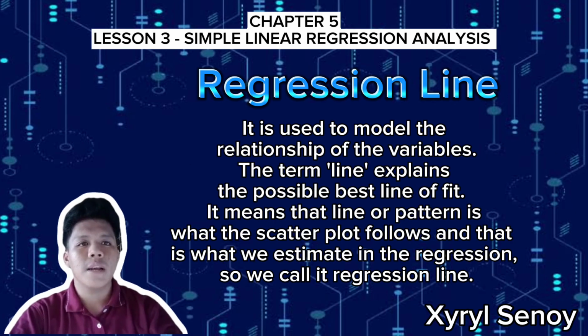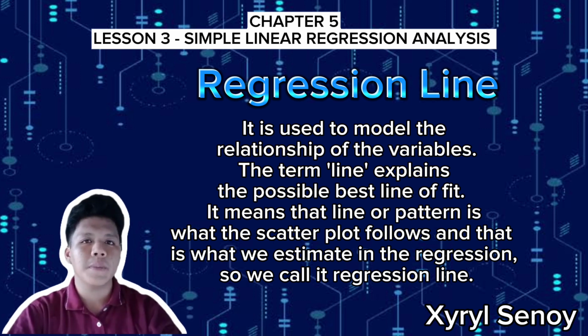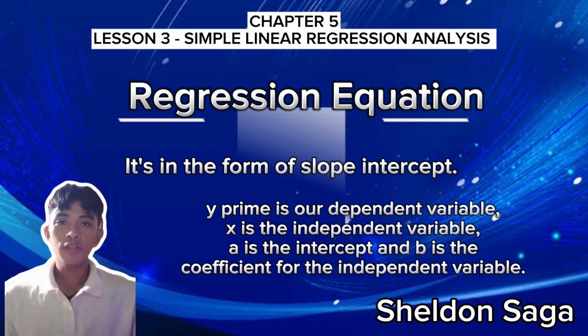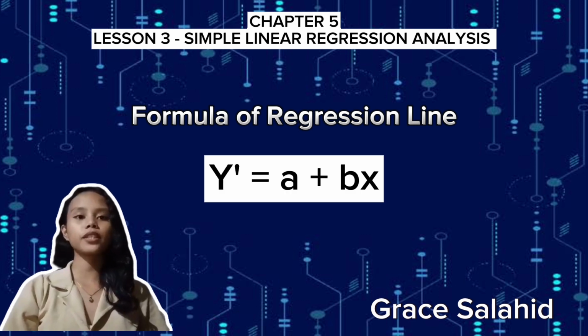Regression line. The regression line is used to model the relationship of the variables. The term line explains the possible best line of fit. It means the linear pattern is what we estimate in the regression, so we can call it the regression line. For the regression equation, it is in the form of slope-intercept. Y prime is our dependent variable, x is the independent variable, a is the intercept, and b is the coefficient for the independent variable. So this is the formula that we're going to use if we want to know the values of a and b.